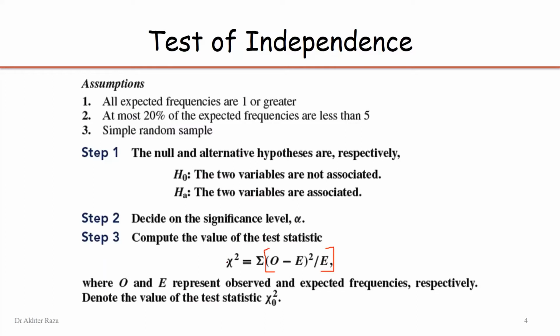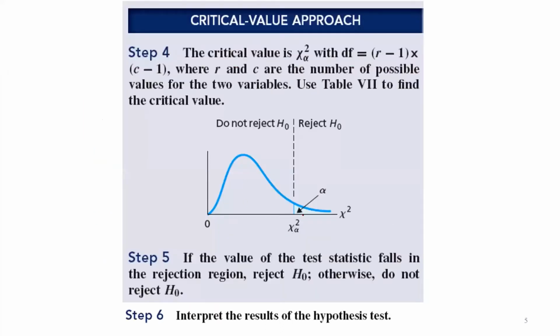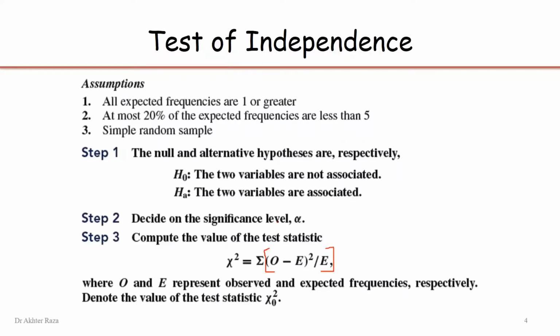After calculating the observed value of the chi-square statistic, we have to check at the degrees of freedom, r minus 1 times c minus 1. This is the degrees of freedom for the chi-square test of independence. At this degree of freedom, the value of chi-square is known as the critical point. If the observed value of the chi-square statistic is larger than this critical point, then the null hypothesis will be rejected. So this is the procedure, and we have to implement it not manually but in SPSS.